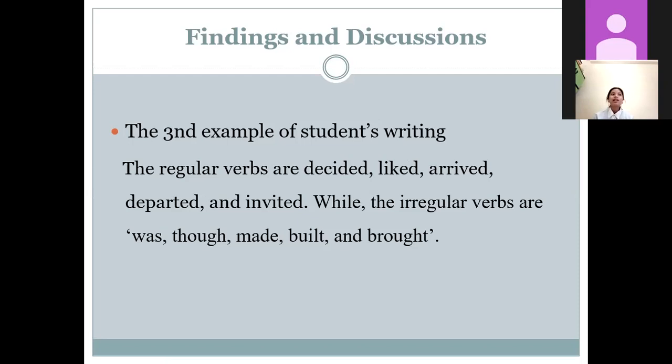And while the irregular verbs are was, took, made, will, and broke. Those verbs show an irregular pattern. Verb 1 is be, changed to verb 2 into was. Next.